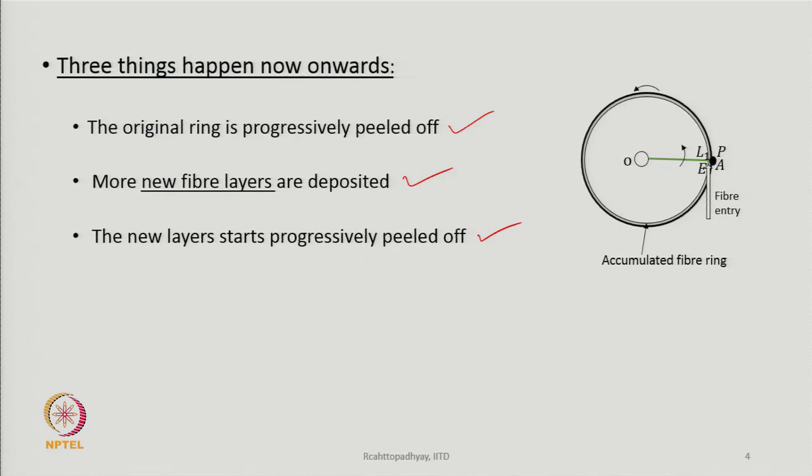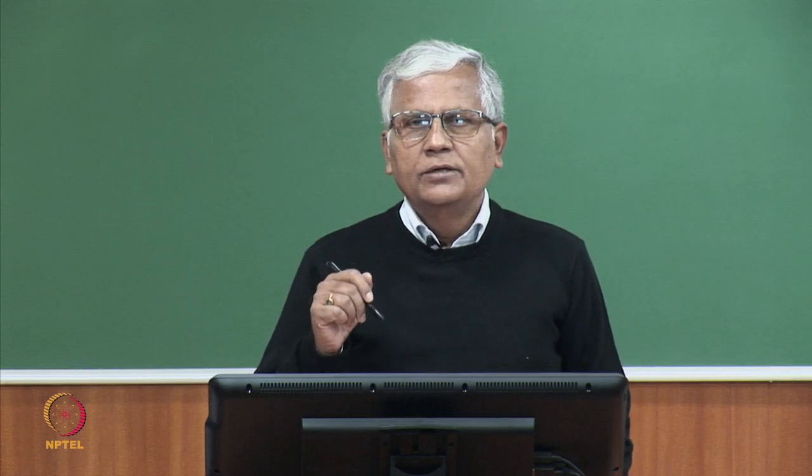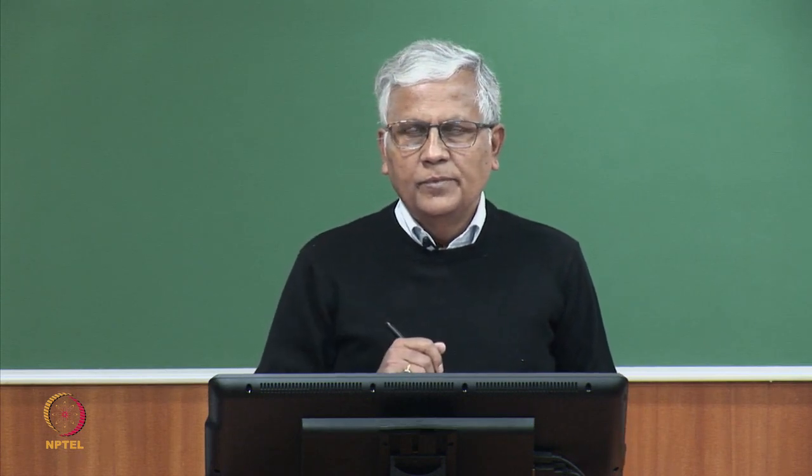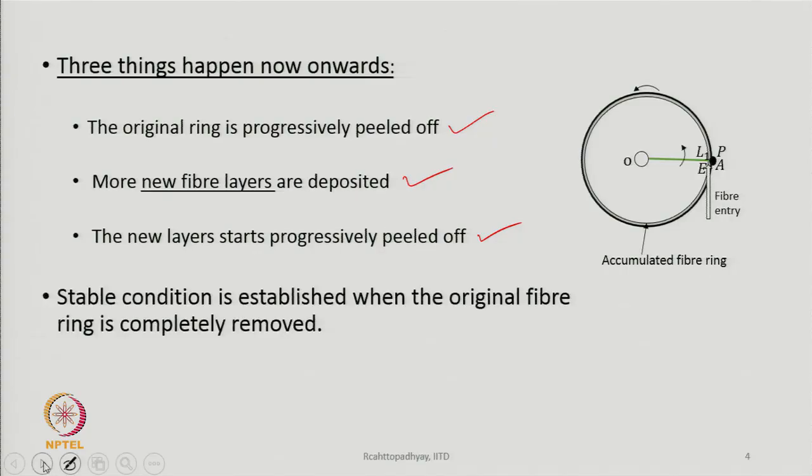So, there is a distinction between these two. One is the original fiber ring which is uniform in thickness, and once we start pulling the yarn out, new layers will start building up, and we will see what is the difference between these two. Stable condition is established when the original fiber ring is completely removed, and we will have layers of fibers within the rotor, but we will find that the thickness of the layer is not uniform.